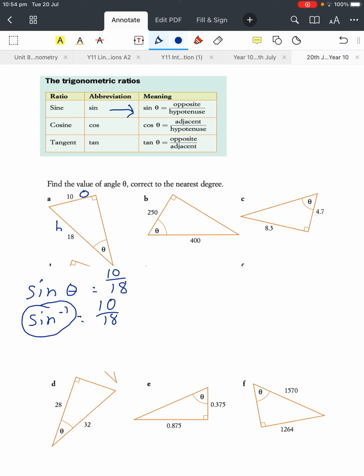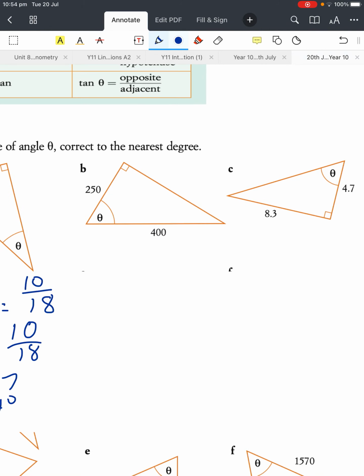Then the fraction button, 10 on the top, scroll down, 18 on the bottom, scroll across, close the brackets, and we get an answer of 33.7. They want the answer to the nearest degree, so the answer would be 34 degrees. Okay, so let's go to the next question.